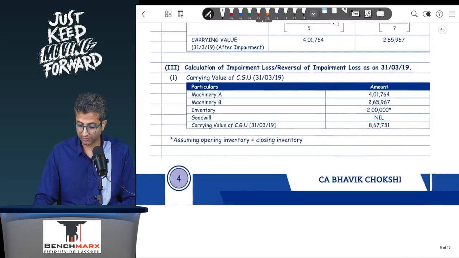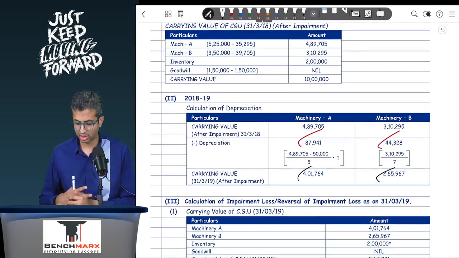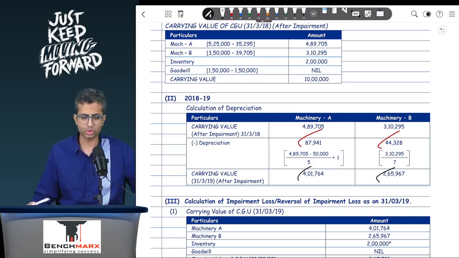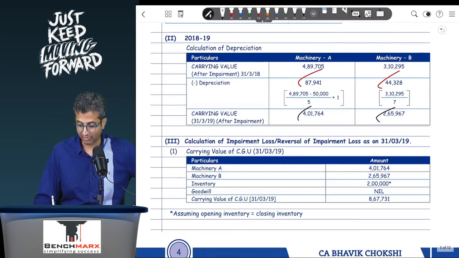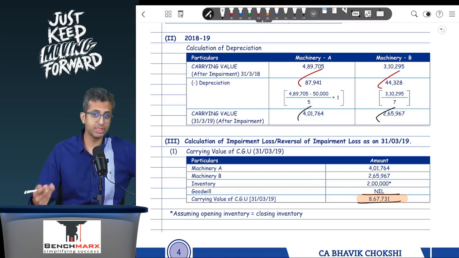A year later, the carrying value for machinery A is 4,01,764, and for machinery B is 2,65,967. Now your CGU still comprises inventory, and if nothing is given, inventory continues to remain at 2 lakhs because opening stock can be assumed to remain the same as closing stock, and you can say goodwill is 0. So if I try to find the carrying value of the entire CGU a year later, it will come to approximately 8,67,731. Now for whatever reasons, you have actually determined the recoverable value, which is 11 lakhs. So there is no further impairment.